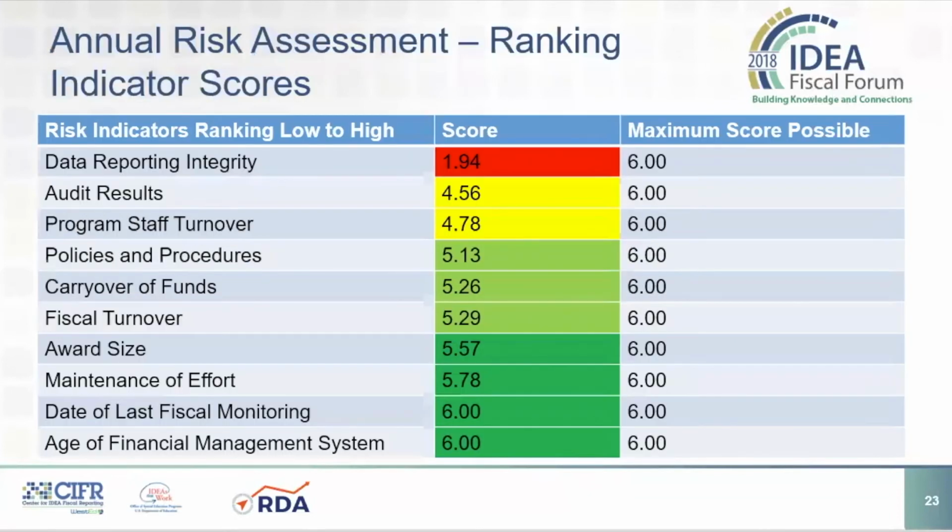Next table is a ranking. This is the average score per risk indicator of all our LEAs. Here you can see that we had more problems when it comes to data reporting integrity, the way our LEAs were reporting their expenditures in the two systems. And then you see the lists for audit and staff turnover and so on. That is just good information that I wanted to share.